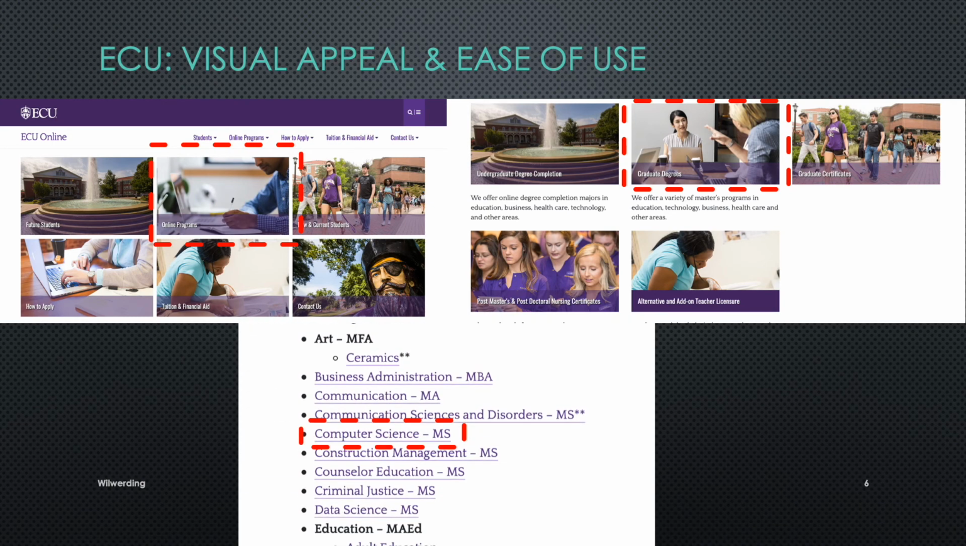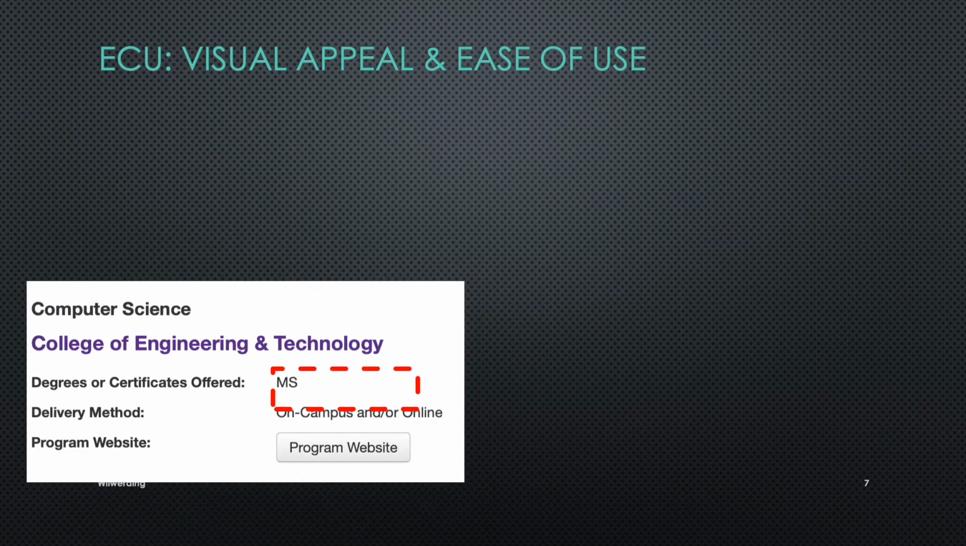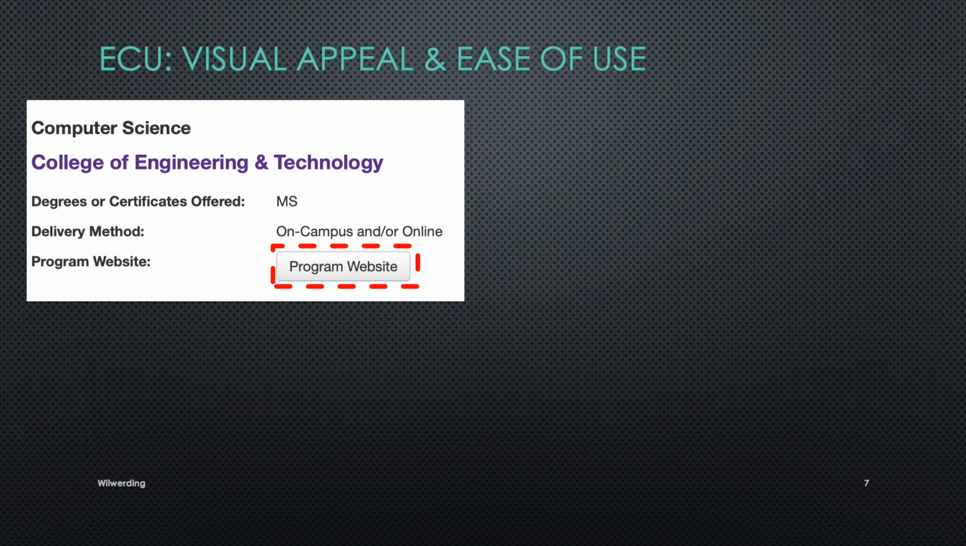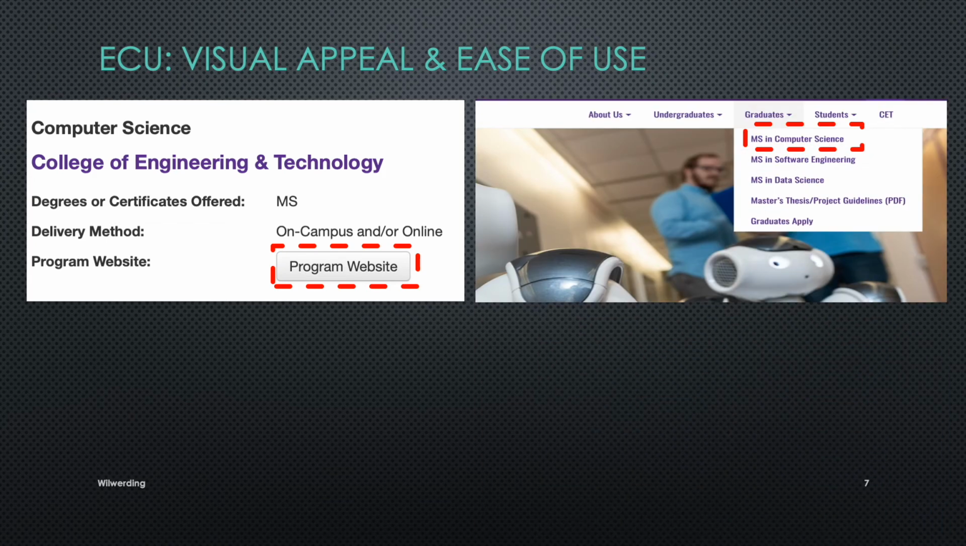This brings me to the generic list of degree options. Finding computer science, I follow that link. This page is a generic graduate school page with a plain button in the middle of the page that says Program Website. This takes me to the Department of Computer Science site. From there, I have to find the Graduates drop-down menu where I can click on the MS and Computer Science link. At this point, I am almost to where I need to go.